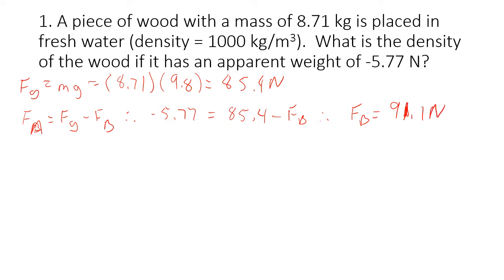Now we're going to use the buoyant force equation to find the volume of the piece of wood. So we say FB equals rho Vg. Remember, density here is the fluid density, so the density of the fluid displaced. So that's 1,000. And again, this is the volume of the fluid displaced, but it's going to be equal to the volume of the wood since it's completely submerged, times 9.8. And that equals the buoyant force of 91.1.